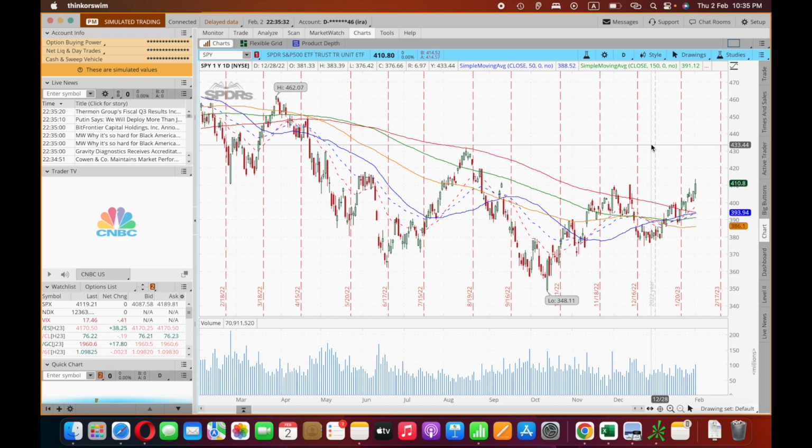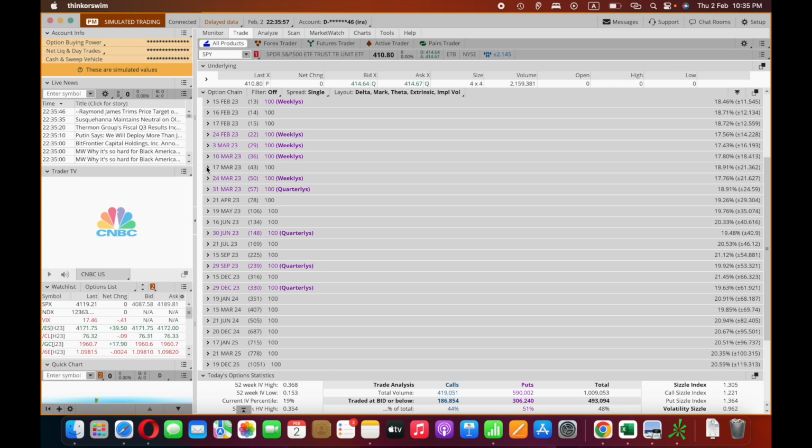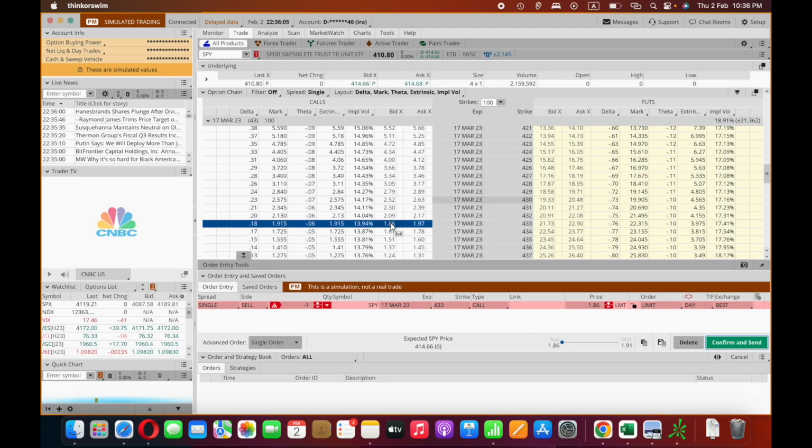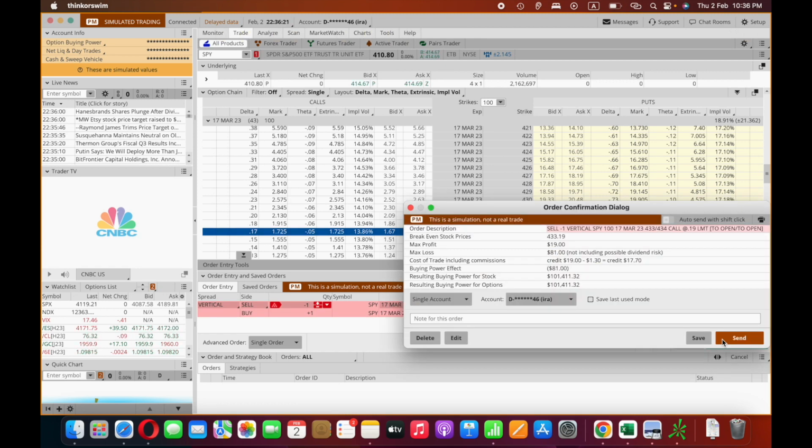So to do a bear call spread, I will sell a call option above the resistance, which is around 433, and I will buy another call at around 434 as protection in case the price shoots up a lot. So I will go to the option chain here and I will choose around 17th of March. I sell the 433 strike price. At the same time, I buy the 434 strike price call. So my maximum profit for this is $19 and my maximum loss is $81. I'm doing this for educational purposes. It's not any trade advice.